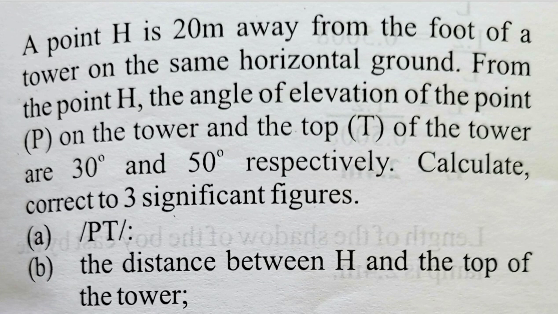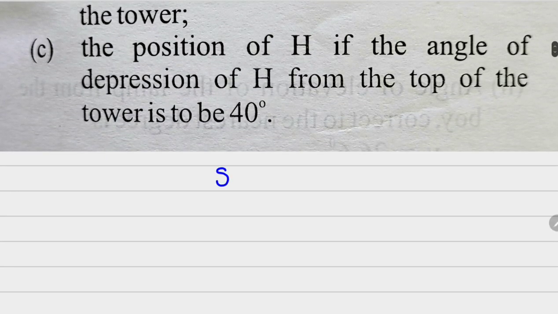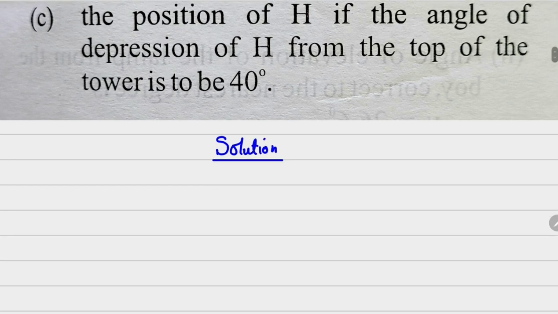A point H is 20 meters away from the foot of a tower on the same horizontal ground. From the point H, the angle of elevation of the point P on the tower and the top T of the tower are 30 degrees and 50 degrees respectively. So what I need to do from the beginning is get my solution by drawing the diagram first.